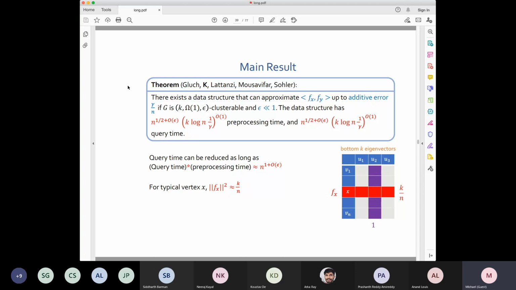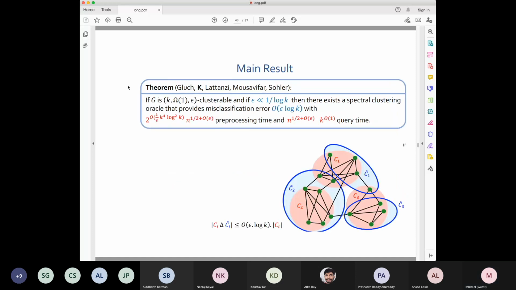Good. Okay. One should also note that one can get some trade-offs between query and pre-processing time, but mainly think of this as n to the 1/2 plus order epsilon query time algorithm for getting dot product access to the spectral embedding. Good. So fantastic. How does that help us cluster k-clusterable graphs? That is, remember that my main goal was to get a spectral clustering oracle. Good. Well, indeed, this turns out to be possible.